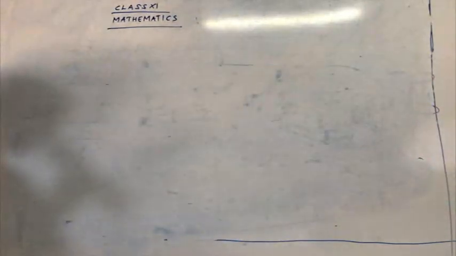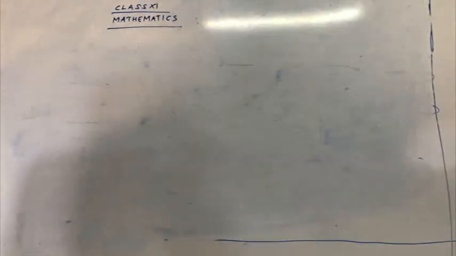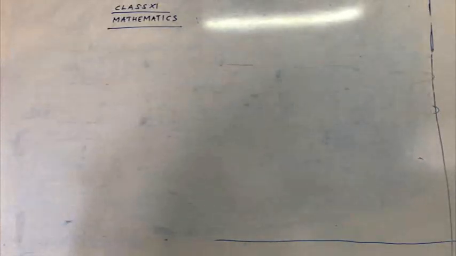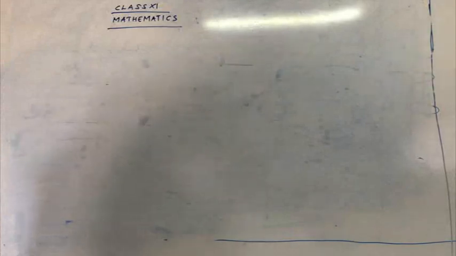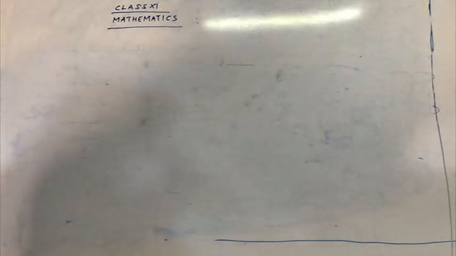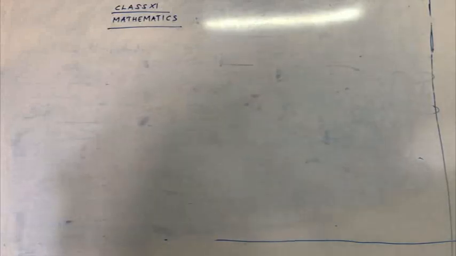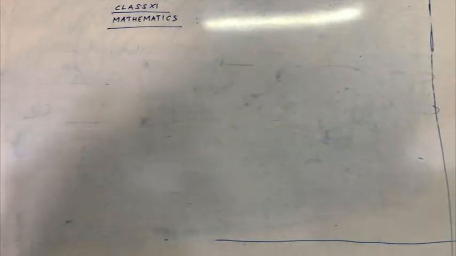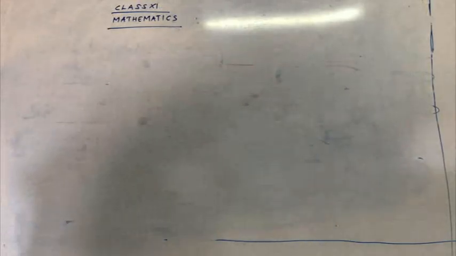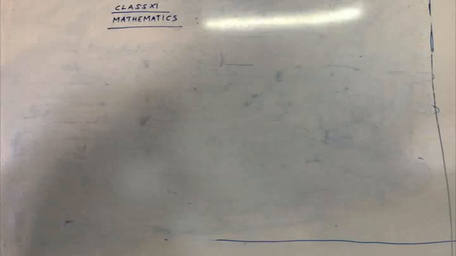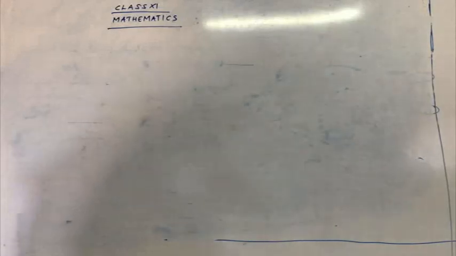Before we come to maths class, let's see what we have completed in our previous class. We started with our lesson Sets, Relations and Functions. I have told you that this lesson deals with three different topics: sets, relations and functions. Exercise 1.1 dealt with sets. We have completed exercise 1.1, and now we are continuing with exercise 1.2.